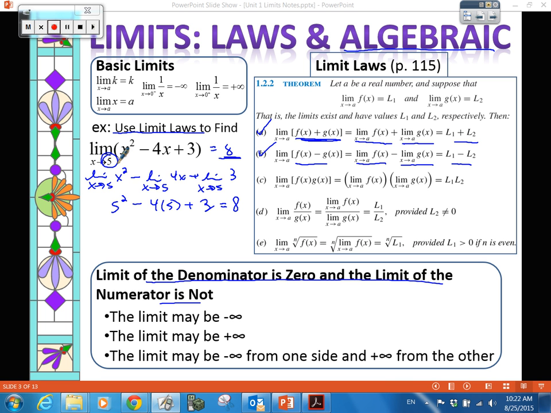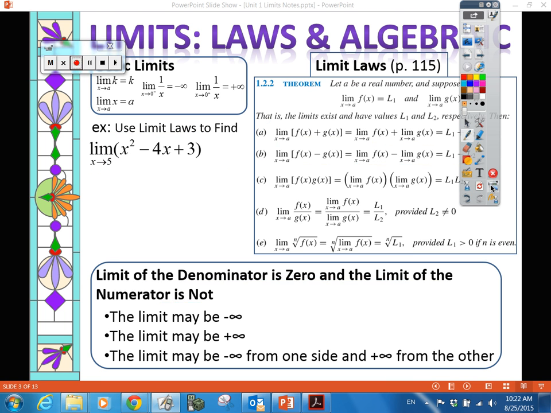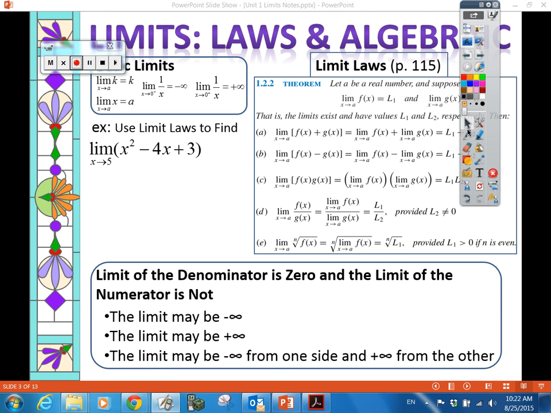substitute this number in. If we get a number, we're done. If we get a number over 0, we're actually done. We just need to figure out where we're going, positive or negative infinity. Okay, we okay with that? All right, on the next slide, we're going to look at the third option. Okay, let's look at the third option.